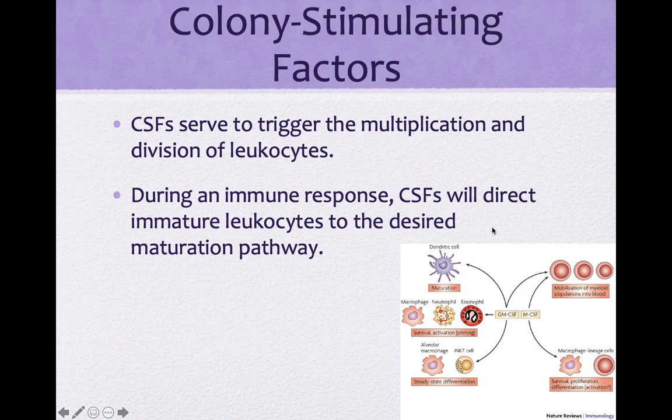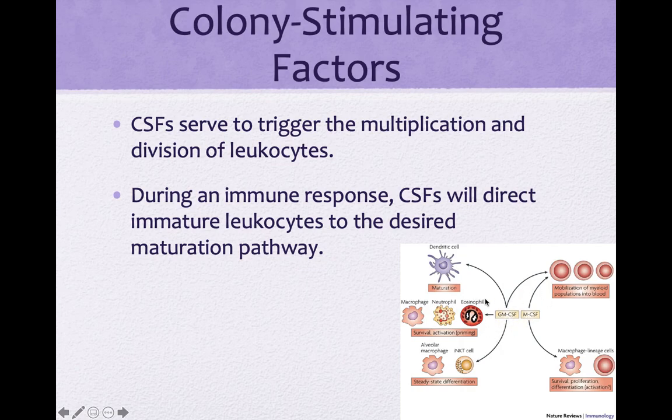Colony stimulating factors. I've talked about these already. These are what are going to trigger those different types of blood cells, that hematopoietic stem cell, to become something else other than what it is. It becomes exposed to a different type of colony stimulating factor. There's a couple different types of them. You can see them down here, GM and M-CSF.